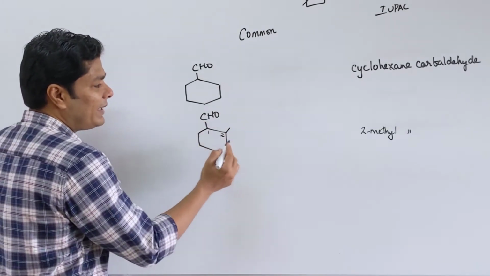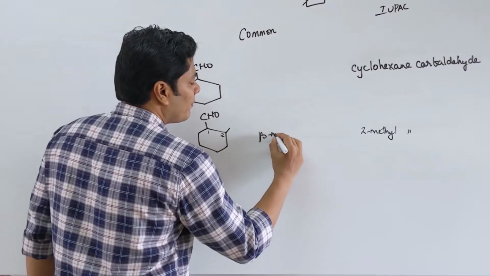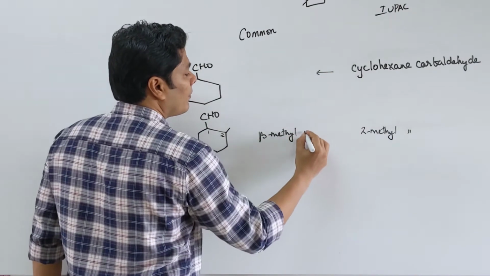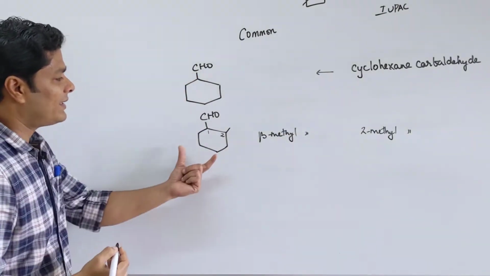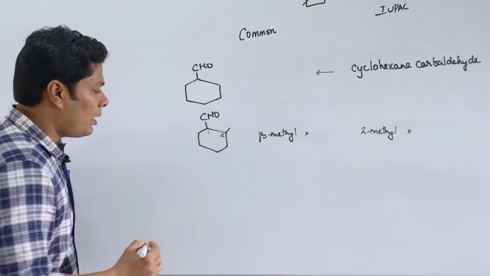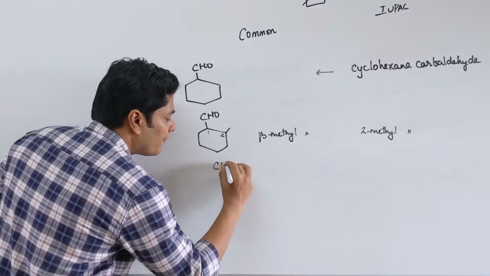the numbering as alpha, beta. So this will be beta methyl cyclohexane carbaldehyde. So this is how you name a common name. We can go one more.